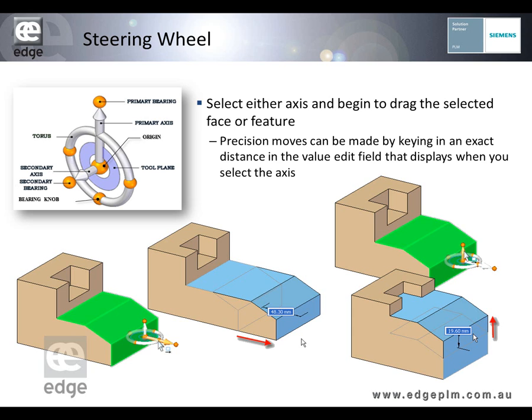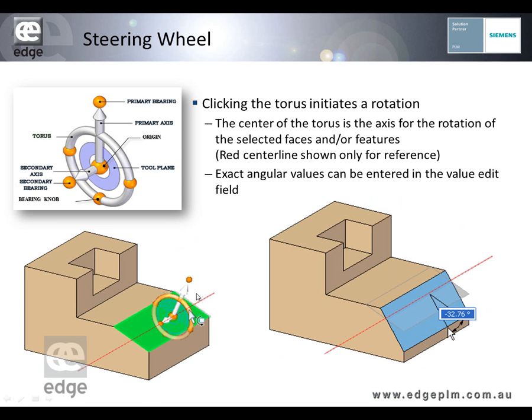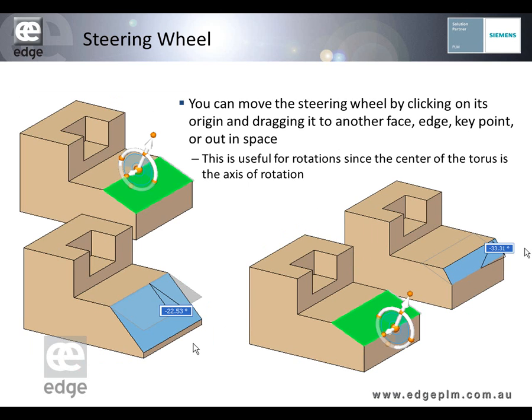You can drag to a screen location, or you can place a dimension in the dimension box. So if you key into the dimension box, you increment that move by the amount that you type in. And we'll see that as we go through. If we click the torus after we've selected a face, that will initiate a rotation. So the center of the torus is the center of rotation. We can move where that center is, and we will see that as well. I'll do a demonstration of all of this as we go along, as we get to the end.